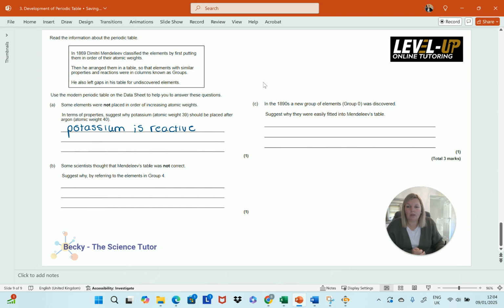Some scientists thought that Mendeleev's table was not correct. Suggest why by referring to the elements in group 4. In group 4 that's where we see that slight division. When you put your aluminium steps on your periodic table, that's where we have a mixture of metals and non-metals, and therefore there was that idea about, well, is it right? Because now he's jumbled up his metals and his non-metals.